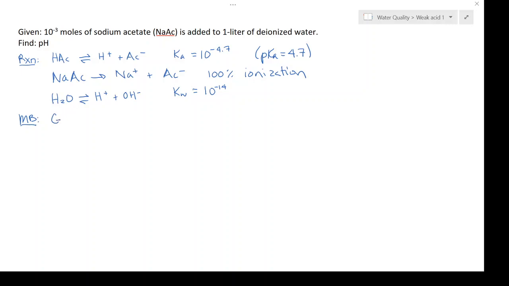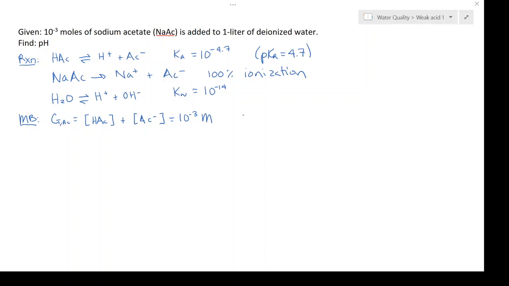The next step I'm going to take in solving this problem is to write out the mass balance equation. We call this C sub T AC, the total concentration of acetates. It's basically all the places that acetate can be in the solution, so it includes the acetic acid and also the acetate. The concentration of this is going to be what we added to the solution, which is 10 to the minus 3 moles per liter. Just because we added 10 to the minus 3 moles per liter of acetate doesn't mean it's going to stay as acetate. Some will go over to acetic acid.